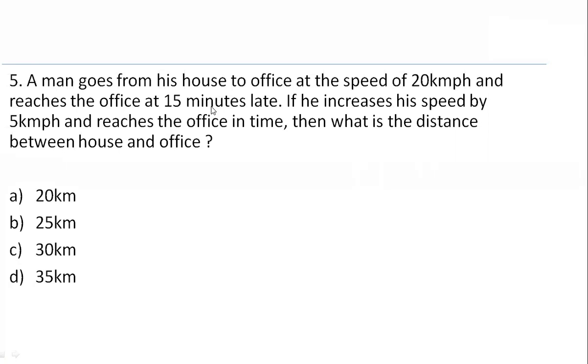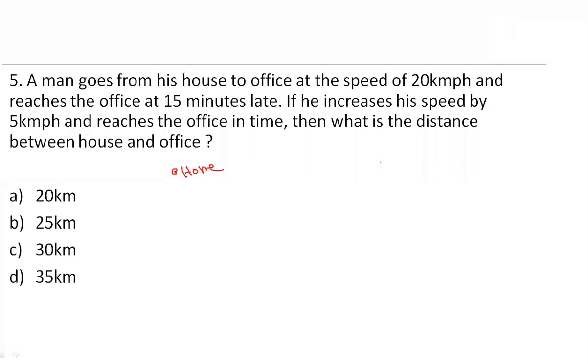A man goes from his house to office at a speed of 20 km per hour and reaches 15 minutes later. If he increases his speed by 5 km and reaches his office on time, then what is the distance between house and office? Within a minute, you can answer this question, guys. We have discussed already the storyline of the question and we know which formula we have to use to answer it. So without any delay, try solving the question.